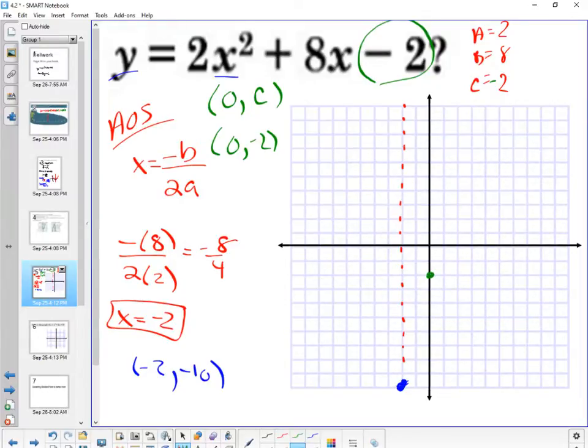Now, if I were you, I would take advantage of the symmetry. You see how there's a point 2 units away from the axis? That means there should be another point over here, shouldn't there?